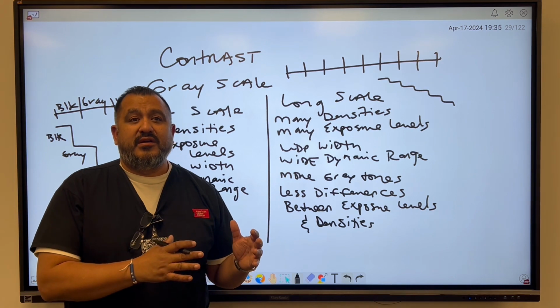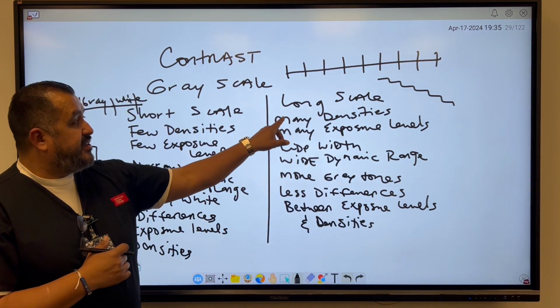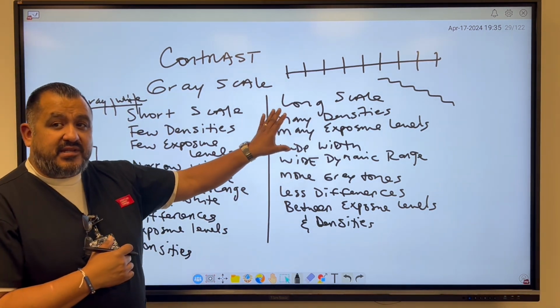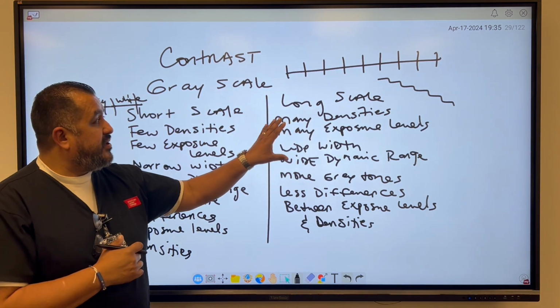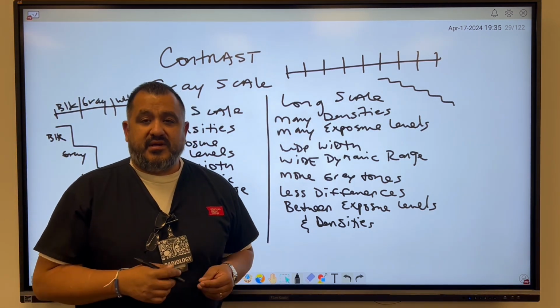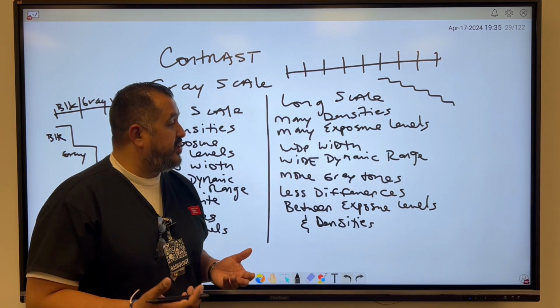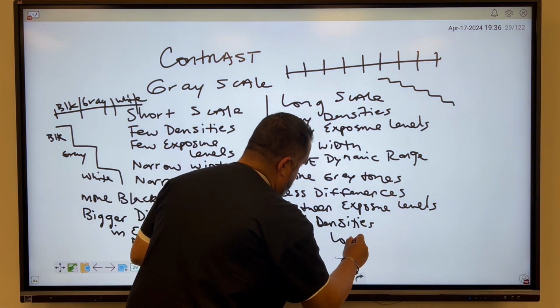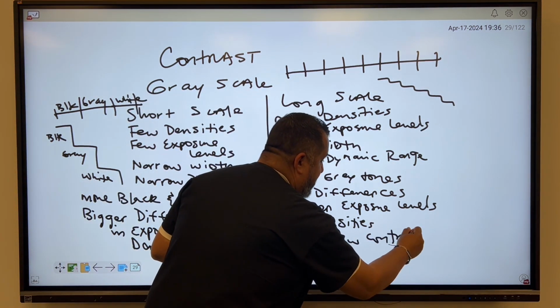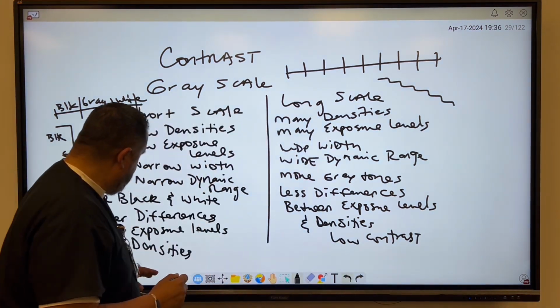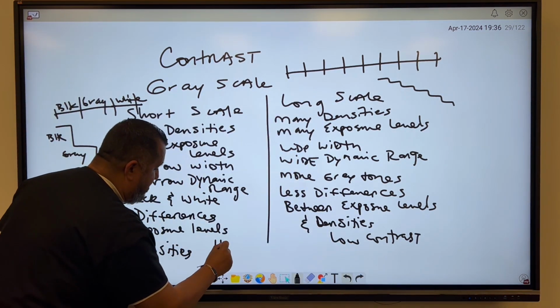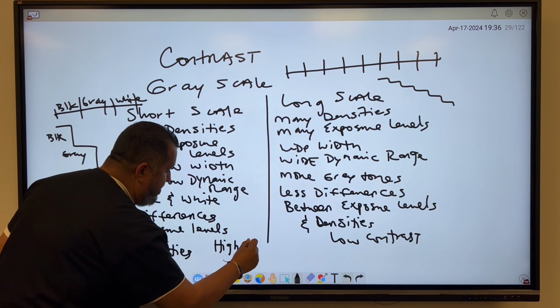So again, in terms of grayscale, you're either going to have short scale or you're going to have long. So look here, the differences in density is less, correct? So you're going to have what's called low contrast. So long scale is associated with low contrast or decreasing contrast. Over here, you're going to have high contrast because the difference is greater.